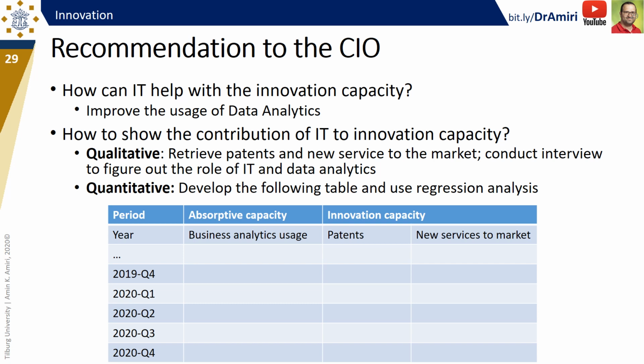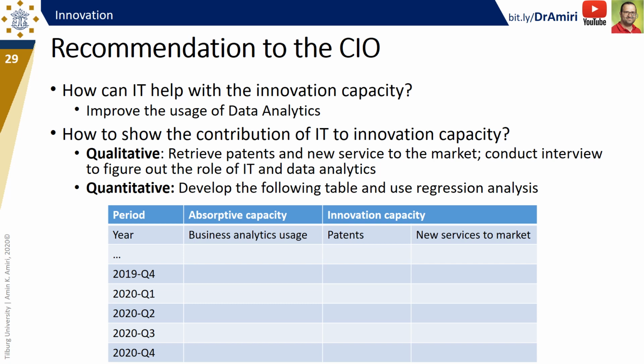How can we show the contribution of IT to innovation capacity? How can the CIO do that? So there are two approaches. The first one is the qualitative approach. I suggest Jim Barton retrieve all patents and documents related to new services to the market, then conduct an interview to figure out the role of IT and data analytics in developing those patents and new services to the market.